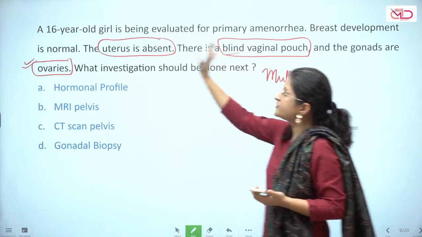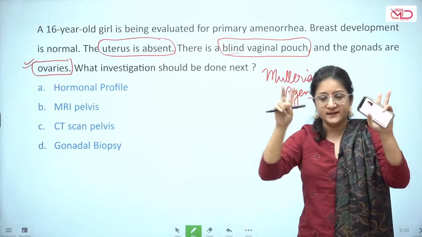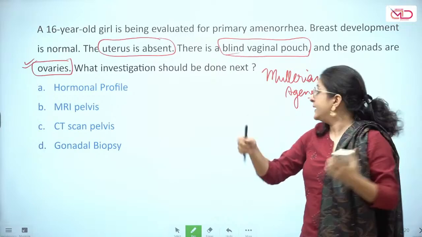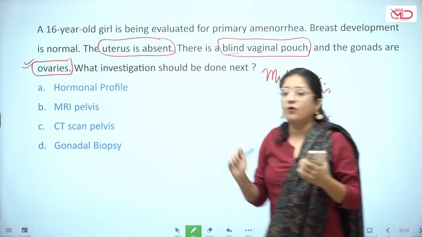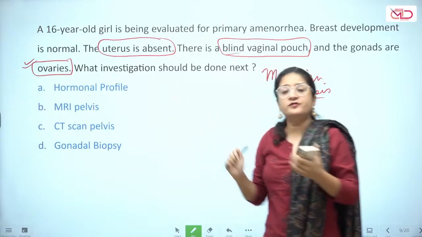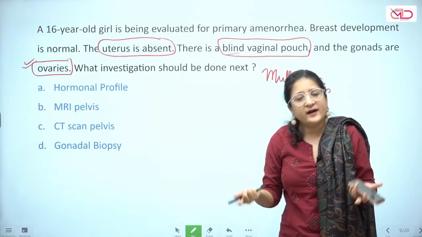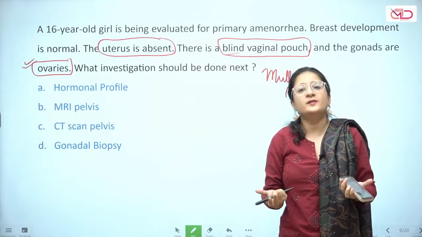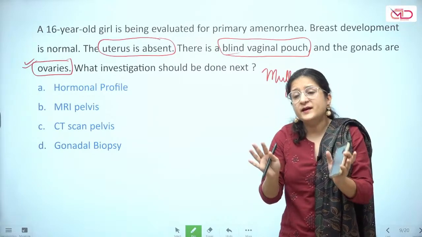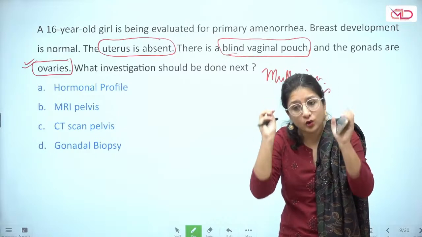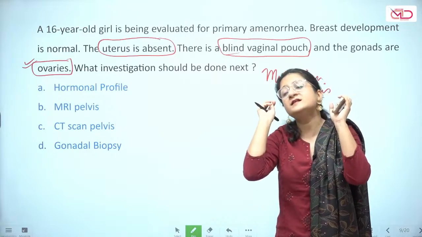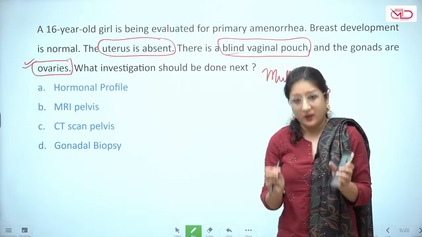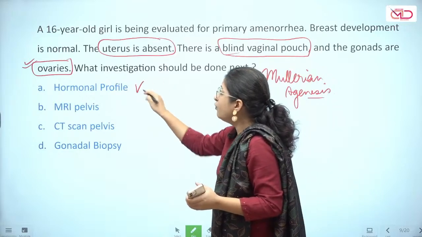When I told you uterus is absent, you consider two possibilities: androgen insensitivity syndrome and Mullerian agenesis. In Mullerian agenesis, the gonads are ovaries. Now, why would a hormonal profile help you? What will you find in a hormonal profile? Your hormones are going to be normal anyway. If breast development is happening, that is a very good sign that her hormone levels are all normal. So your hormonal profile will give you no additional information.